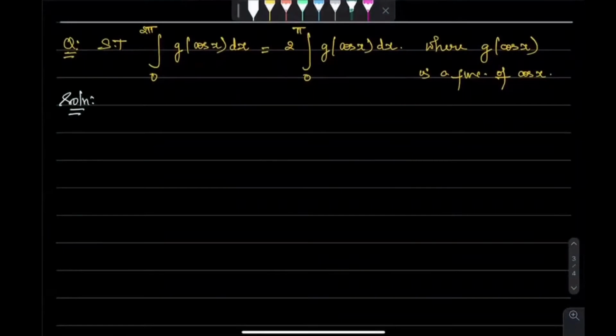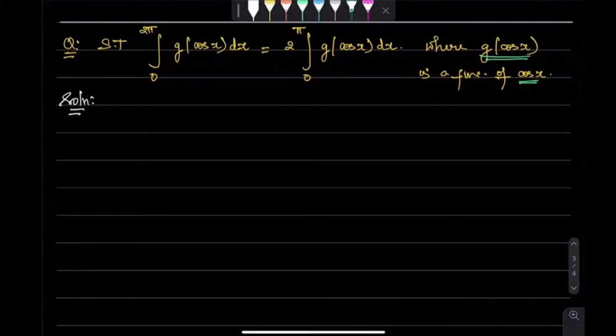Here is how to do this problem. See, it's very clear. Your g of cos x means it's a function of cos x. Just like in place of x, you're having cos x. It's a function of cos x. So how do you do this problem?